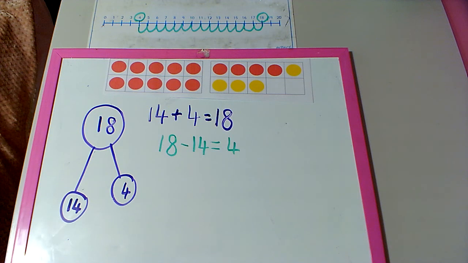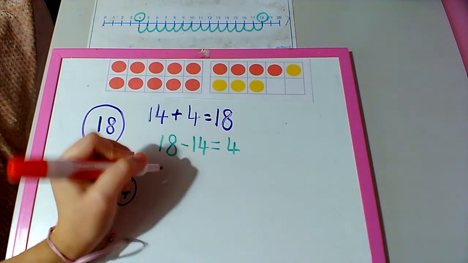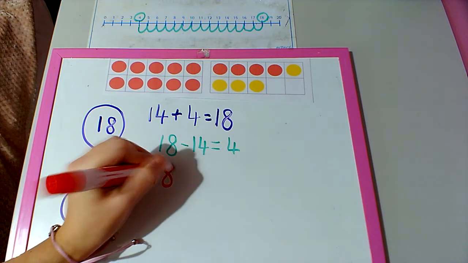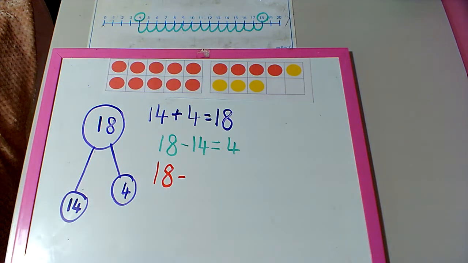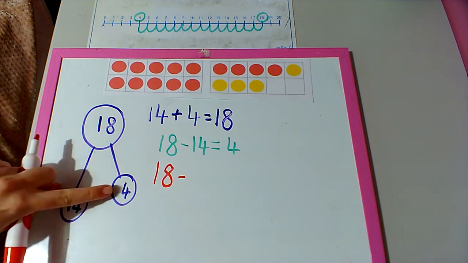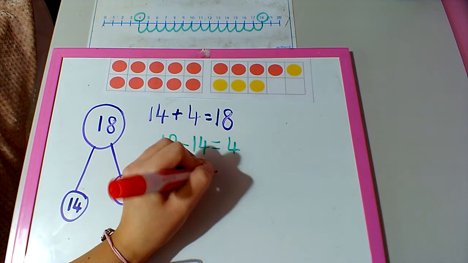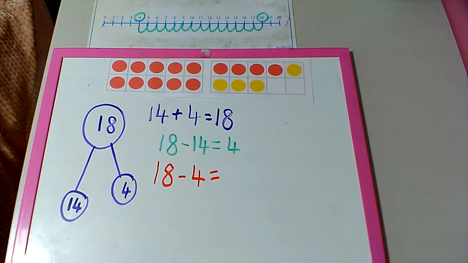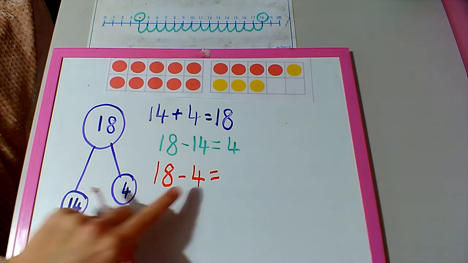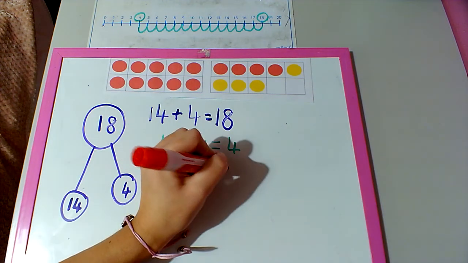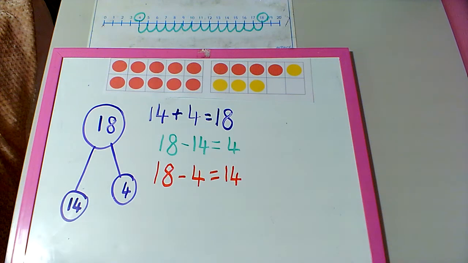Let's try a different subtraction sentence. So we're still going to start with 18 because it's our biggest number, it's our whole. So we always start with 18 in a subtraction sentence, but instead of taking away 14, I'm going to take away 4. So 18 take away 4 must equal 14 because it's the only other part left. So 18 take away 4 equals 14.